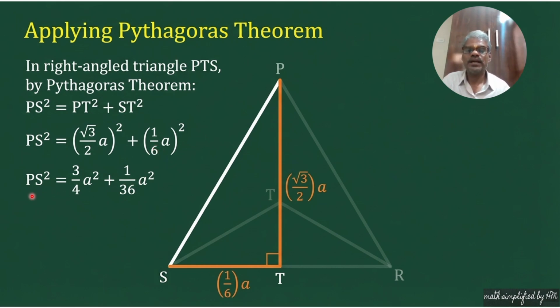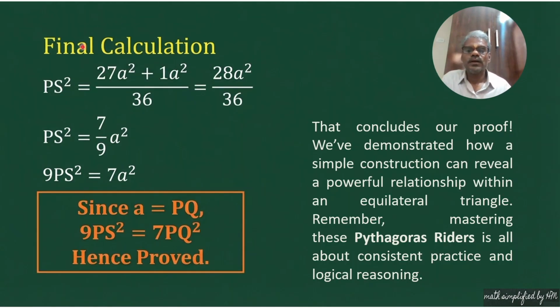Simplifying, we get PS square is equal to 3 upon 4 A square plus 1 upon 36 A square. Final calculation. PS square is equal to 27 A square plus 1 A square upon 36. Adding this, we get 28 A square upon 36. Therefore, PS square is equal to 7 by 9 A square.